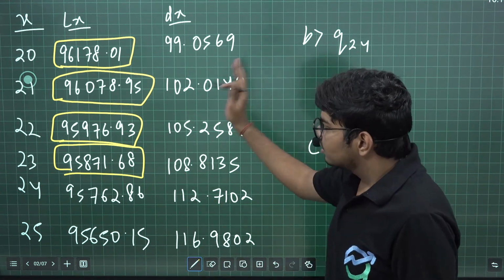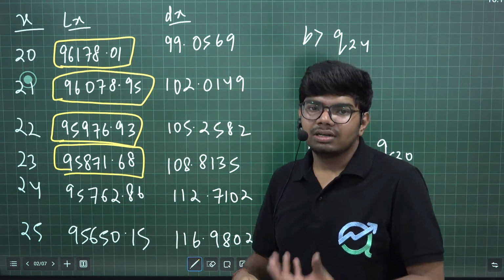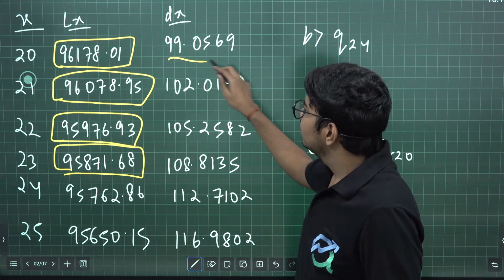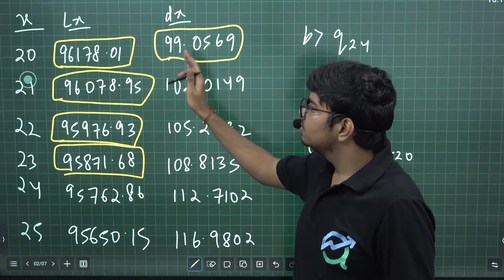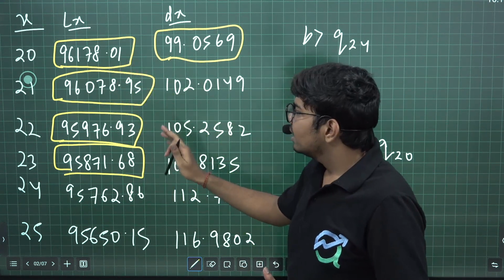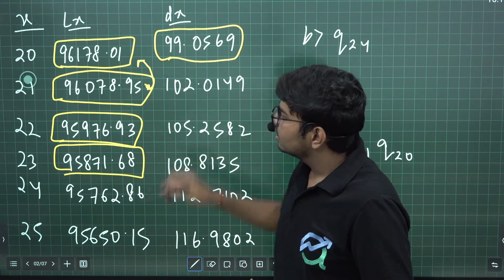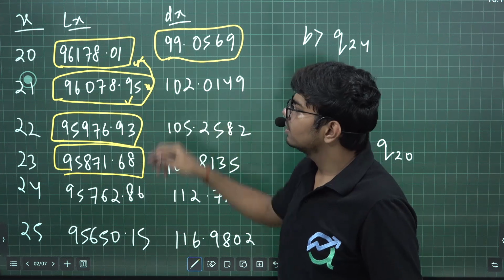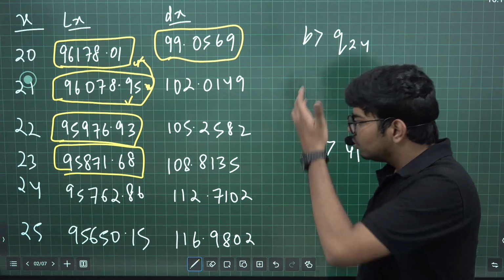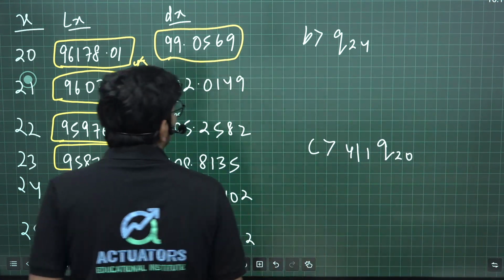Now, there is a third column here, which is dh. dh is nothing but the count of people who have died between h and h plus 1. So this is the data of d20, which means the number of people who have died between ages 20 and 21. How do we arrive at this figure? I have simply taken the difference of this value and this value to get the answer 99.0569. I would encourage you to do the calculation for the rest of the values as well and get the answers. So how do we work with this data?